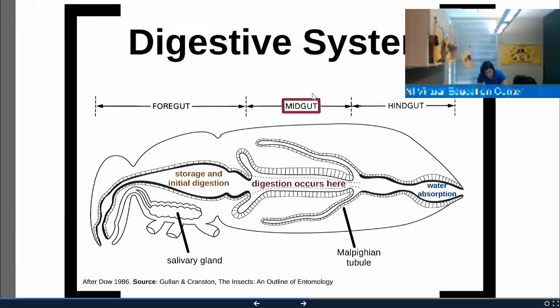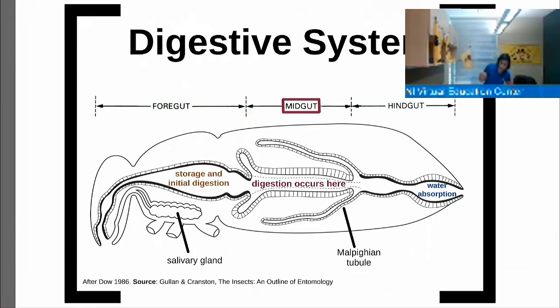Then it will move to the midgut. The digestion occurs in the midgut. You should know that Bt or Bti, the pesticide, is a bacteria that produces a toxin that kills larvae of mosquitoes. How does it work? This Bti will break the cells in here, and then the larvae of mosquitoes will not be capable of digesting food anymore.